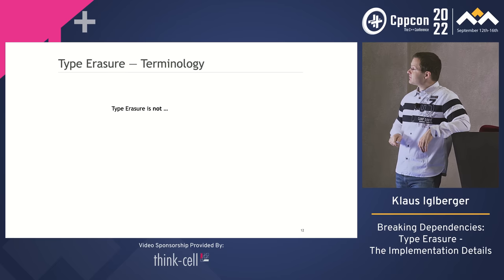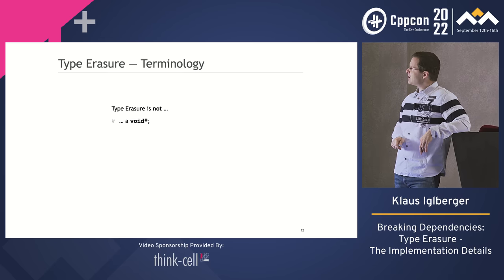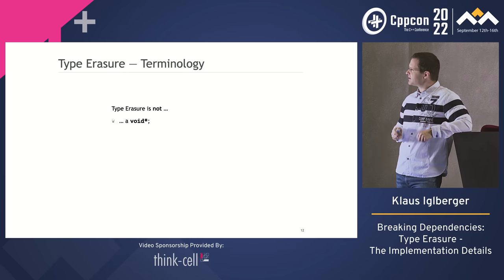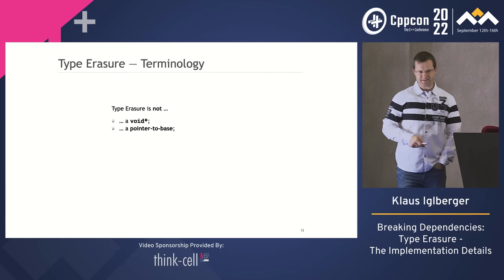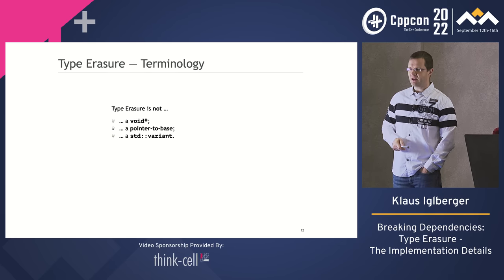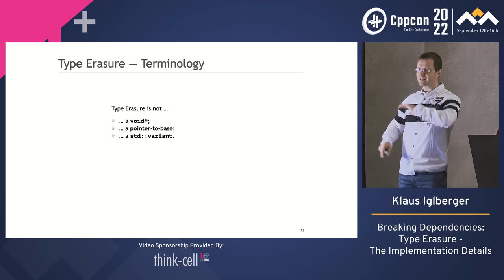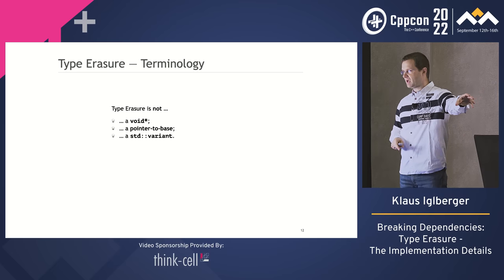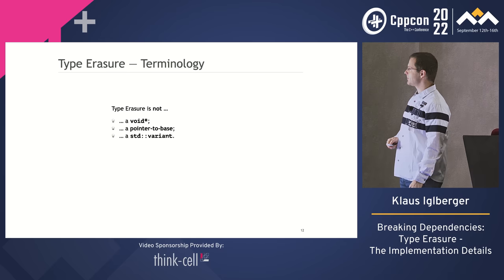So we do not use it for void pointers. Actually, this was used yesterday in one talk, and I said, no, please. No, it's not a void pointer. It's also not a pointer to base, and it definitely is not a variant. Definitely not. Please, never use it for this, because from a design perspective, a variant is exactly at the other end of the design spectrum. And this would totally confuse people that have a little bit of an idea of software design.